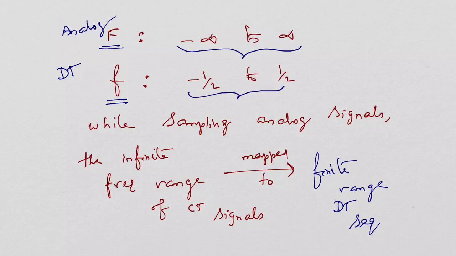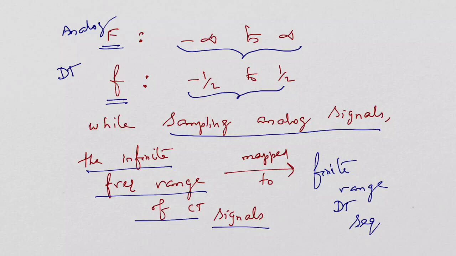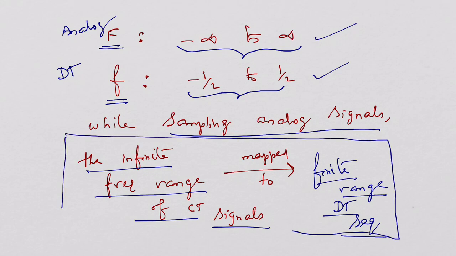So in sampling of analog signals, the infinite frequency range of continuous time signals is mapped to a finite range of frequencies in the discrete time domain. The range of analog frequency is minus infinity to plus infinity. The range of small f will be minus 1 by 2 to plus 1 by 2. So an infinite range of frequency signals is mapped into a finite range of frequency signals in the discrete time domain. It's an important key result of sampling.